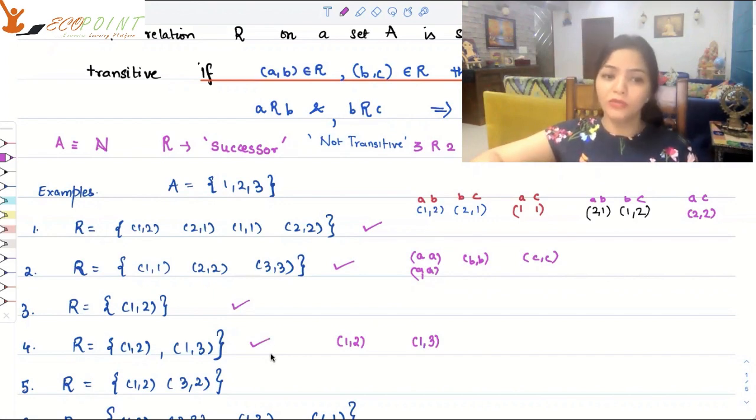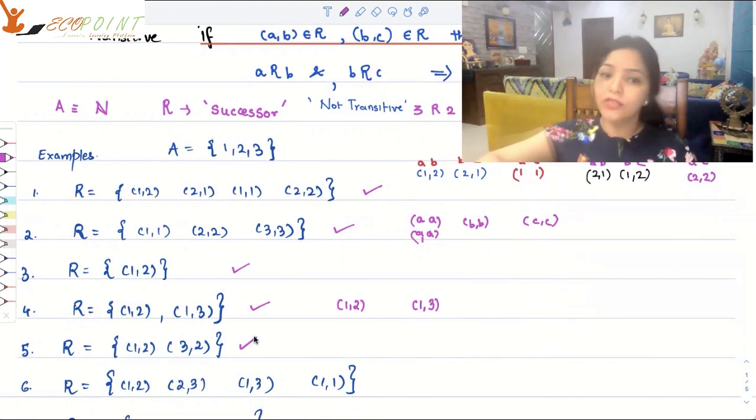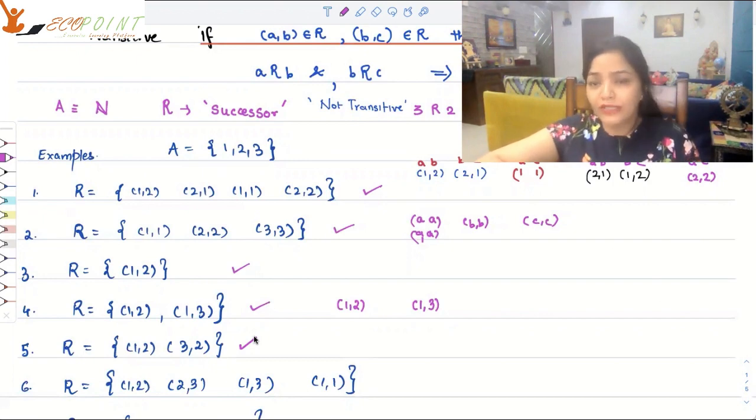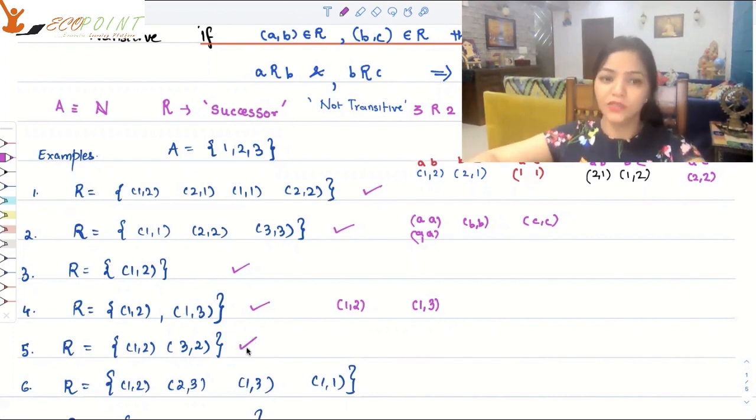1, 2 and 3, 2. Again, do you have a combination which will satisfy the prerequisite? No. So there's nothing to prove here because my prerequisite itself is not getting satisfied. So I will take it as transitive. I cannot even prove that it's not transitive. So that is the reason why we will take this as transitive.